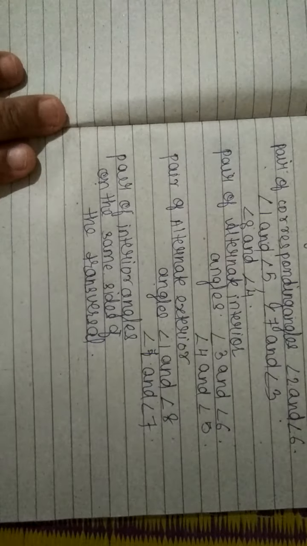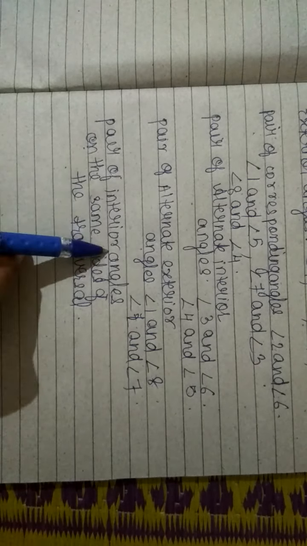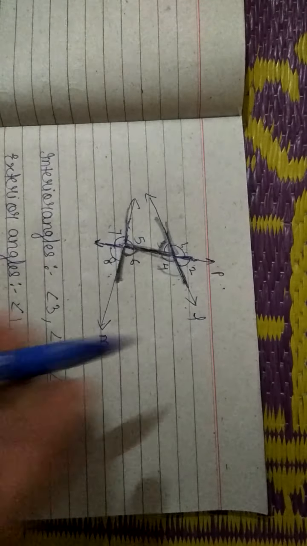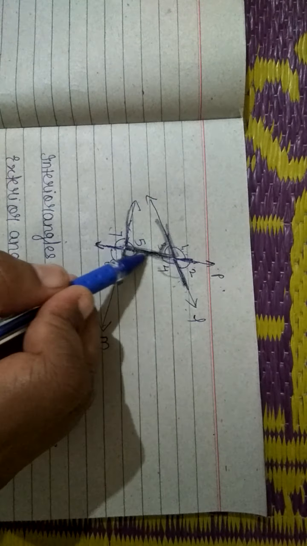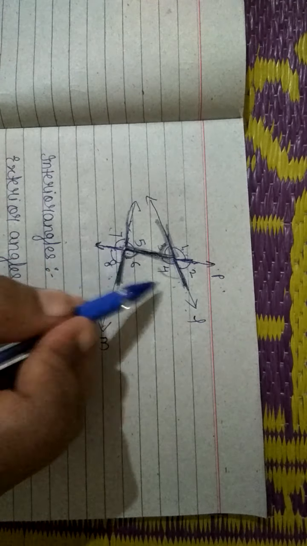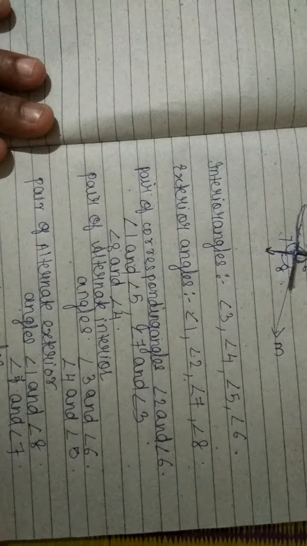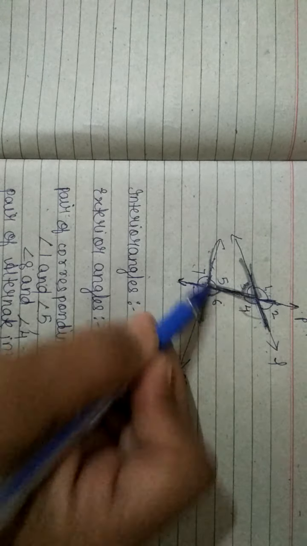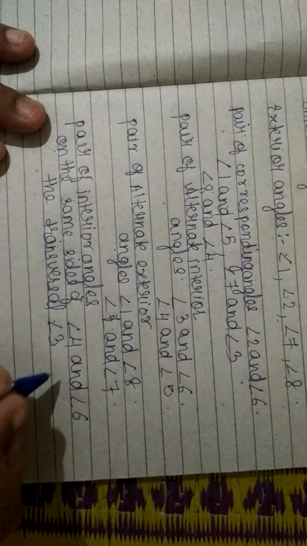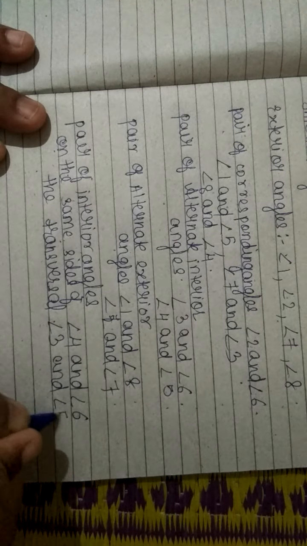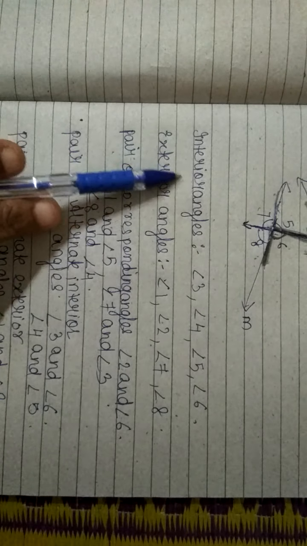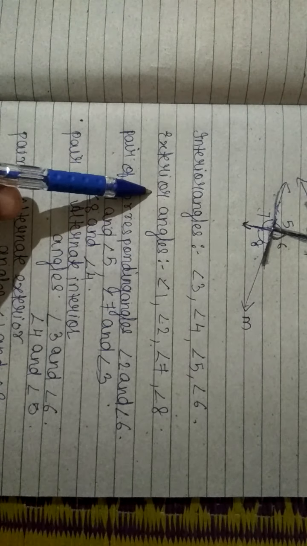Now children, they are asking about the pair of interior angles on the same side of the transversal. Now what is this concept, children? See, these are the pair of interior angles, angle 4 and angle 6. And to this side also, we have a pair of interior angles, 3 and 5.